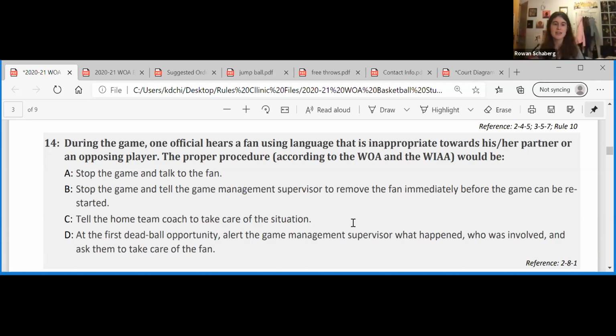I said D. I was going to say it's either B or D. I also said D, but I think it could also possibly be B. Okay. This one's pretty straightforward. It's in your rule book, under the notes under 281. You basically just tell the game management what happened, and let them take care of it.